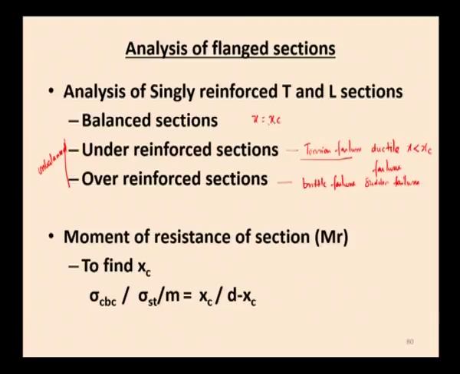So the neutral axis moves upwards. Here, when we compare x with xc, x is less than xc. But in the case of a balanced section, x is equal to xc, where x is the actual depth of neutral axis for the unbalanced section, and xc is the depth of neutral axis for the balanced section.